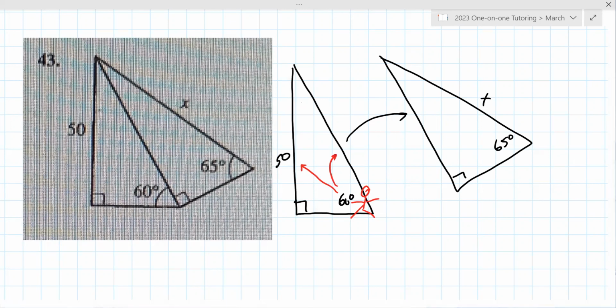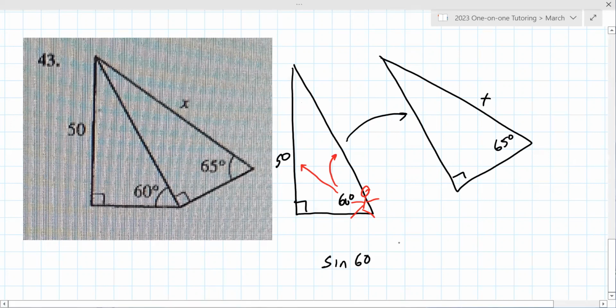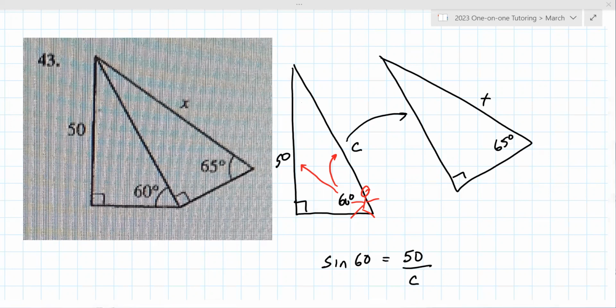So would you do sine of 60 equals 50 over x? Yes. Let's not use x though. Let's use c, because x is the thing we're trying to find. But yeah, good setup there. So go ahead and solve that for c. We'll go to 2 or 3 decimal places this time, just because it's an intermediate result. So 57.7. Yes. So c is 57.7.